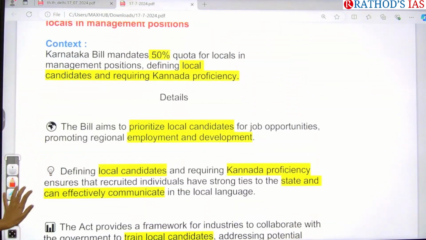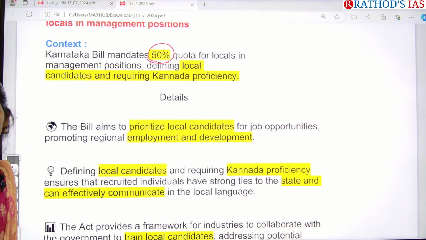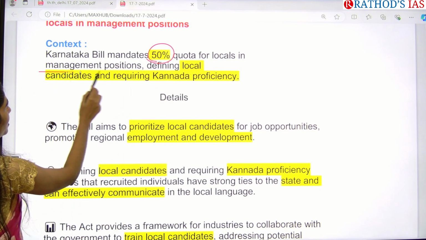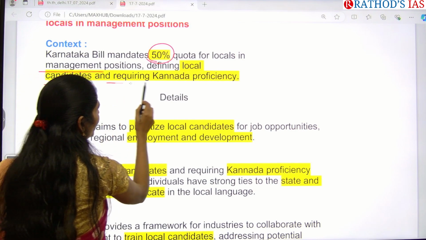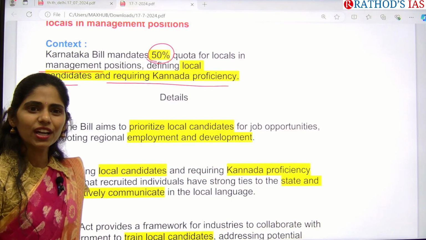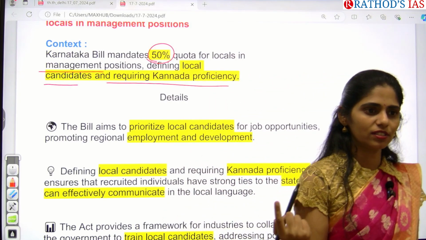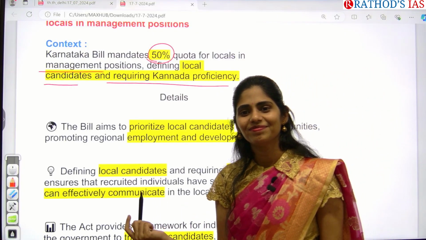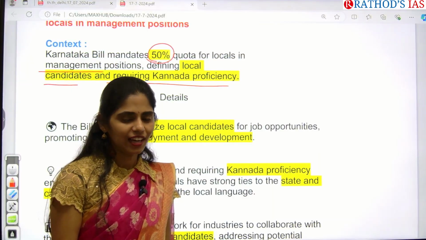So what this article is saying is that the Karnataka bill is a mandate. Mandate means compulsory 50% quota for locals in management positions, defining local candidates and requiring Kannada proficiency. So whenever we are giving 50% reservation for locals, Karnataka people, what will be the advantage? Tell me. Empowerment of locals.